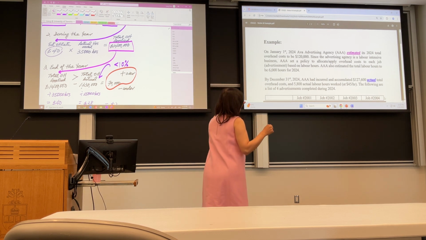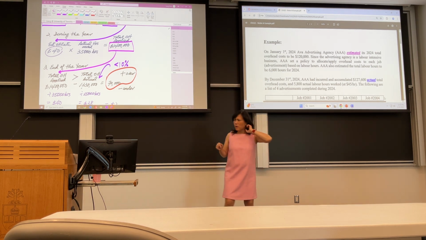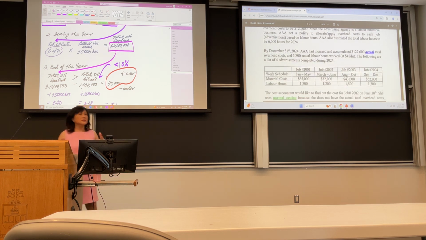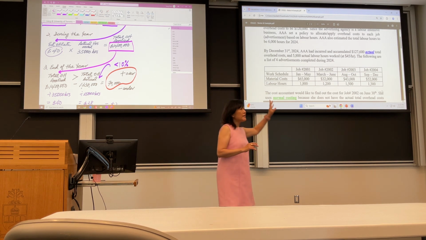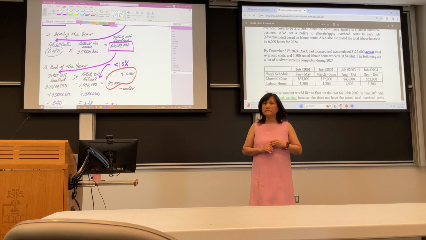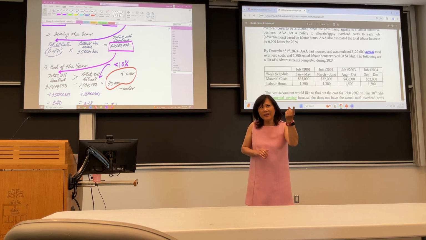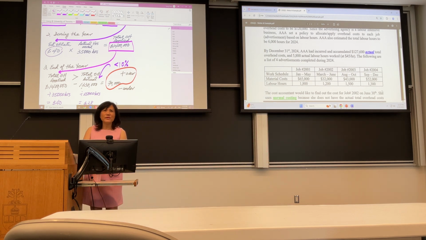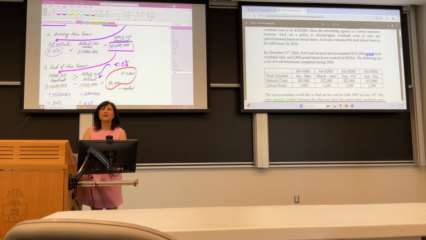Now the end of the year comes, December 31st, 2024. What happened? Now we know the actual cost is $127,600. We spent this amount of money. Do we know if we over applied or under applied? Under applied? Why? Isn't it 120,000 minus 127,600? So you under applied by $7,600.